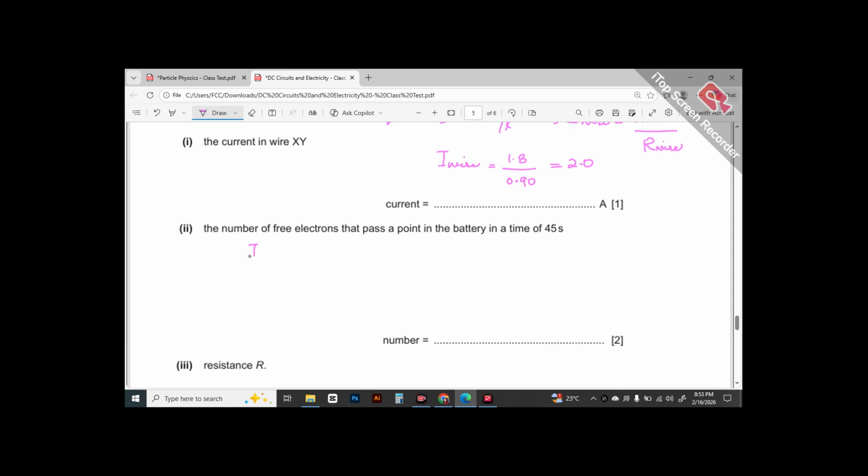So starting with I is Q over T, Q that is total charge would be the product of current and time. Current we have calculated was 2.0 and time was 45 seconds. No need for conversion. Final answer was 90 coulomb, but that was the charge. We did not have to find the charge. We had to find the number of free electrons. We know that charge on one electron is 1.6 exponent minus 19, right? Equation आप कैसे बना सकते हो?